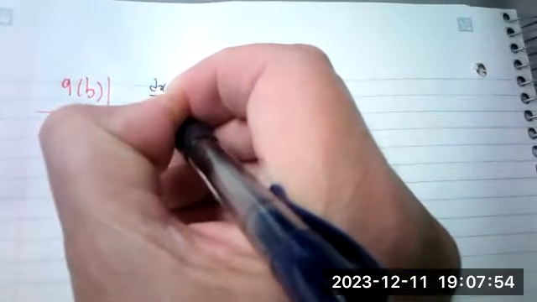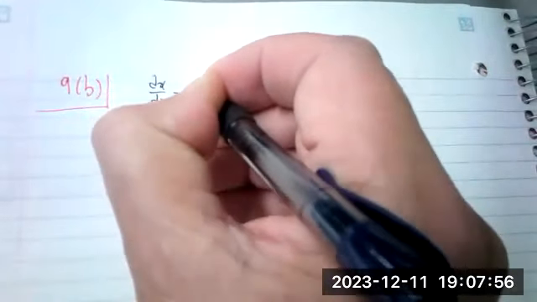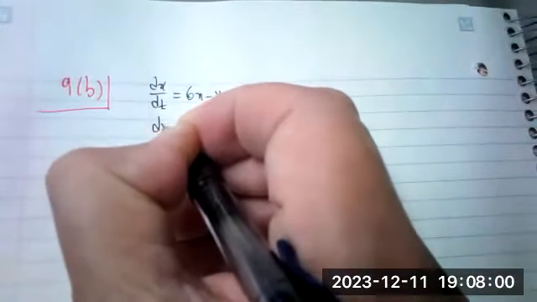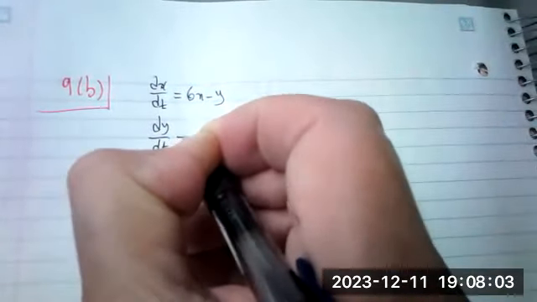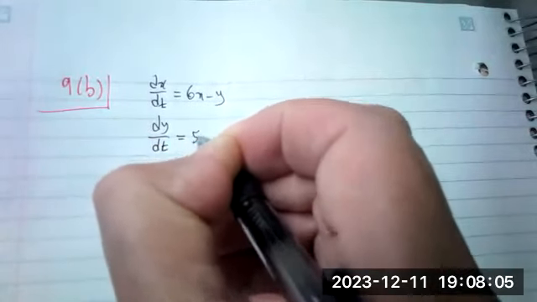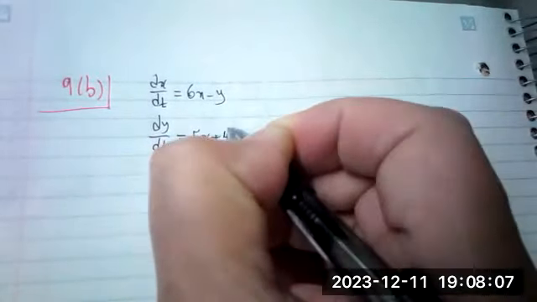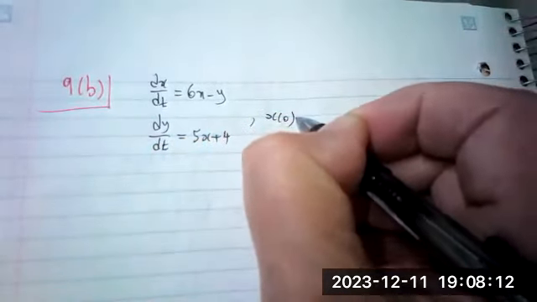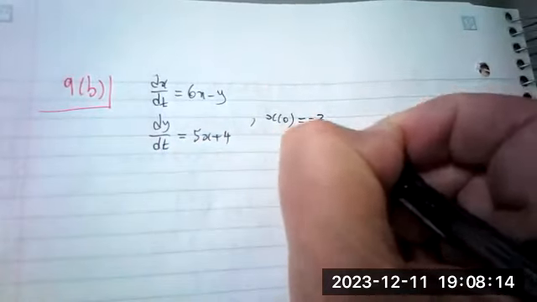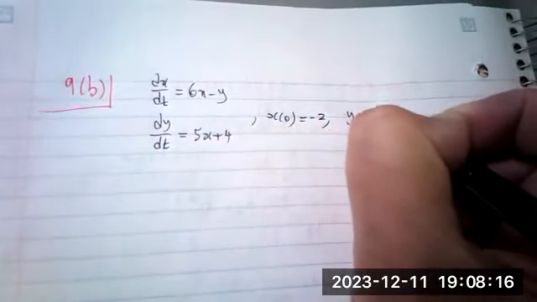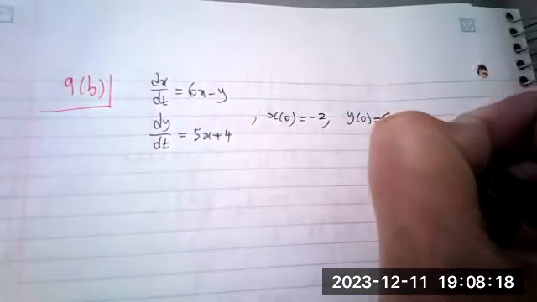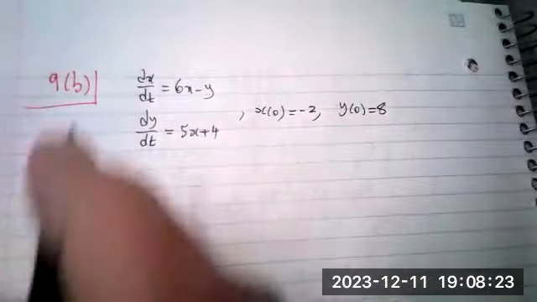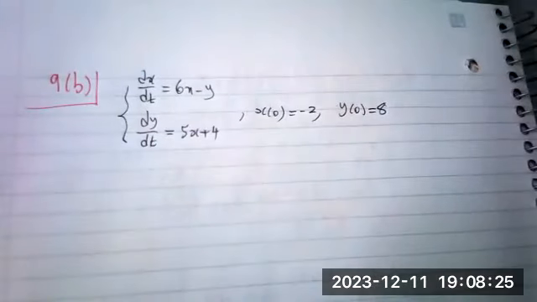You have dx/dt equal to 6x minus y. And we have dy/dt equal to 5x plus 4y. At this time, we have the initial condition. x of 0 is equal to -2, and y of 0 is equal to 8. Okay, so this is going to be the case.